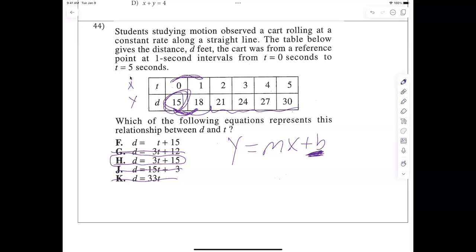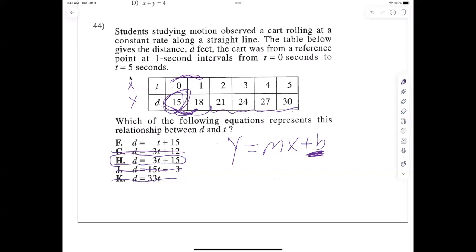Stat. Come on, I'm not playing around. Hit the stat button. Did you hit stat? Do you see edit? Then you hit enter. Then L1 and L2 come up on your screen. L1, type in the X's. L2, type in the Y's. Does anybody have any issues with this? Zach, are you with me? Jocelyn, you got it?